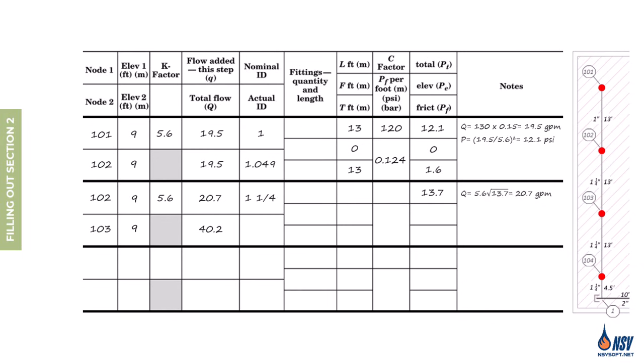The pipe size is 1 1/4 inches, which gives an internal diameter of 1.38 inches. Similar to the previous section, there are no fittings here, and the pipe length is 13 feet. The C factor is 120. And the friction loss per foot is 0.125 psi. There is no pressure change due to elevation, and the total major and minor losses equal 1.6 psi.